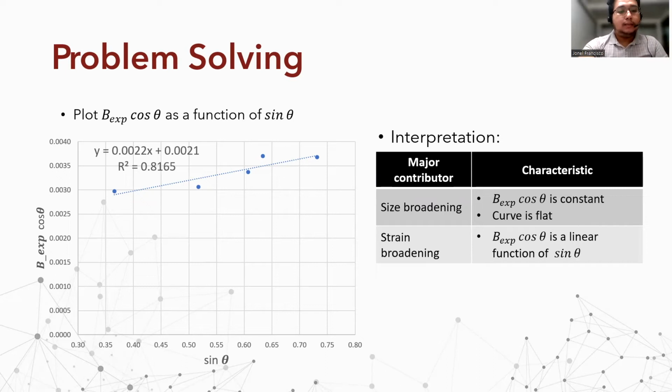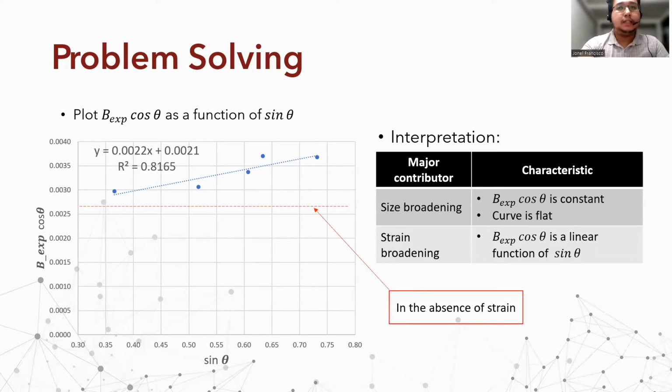Note that the sample measured in this problem was ball milled magnesium oxide. That is, it has a significant amount of strain present in the crystal lattice. Hence, the strain is the major contributor to the peak broadening for this current problem. Otherwise, when a fully annealed sample is measured, the plot will appear as a horizontal line, as represented by the dashed red line in the figure here, in the absence of strain.